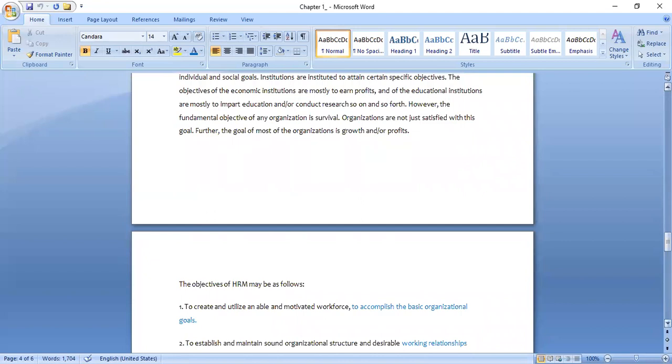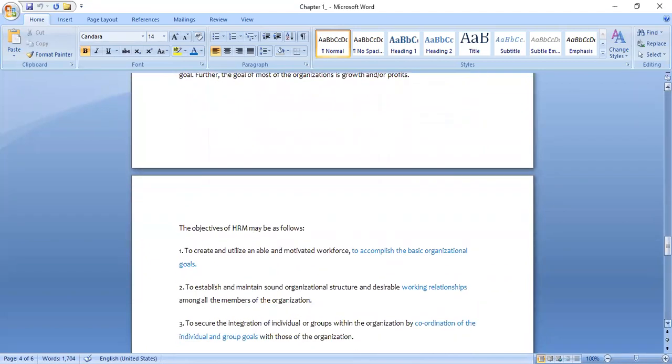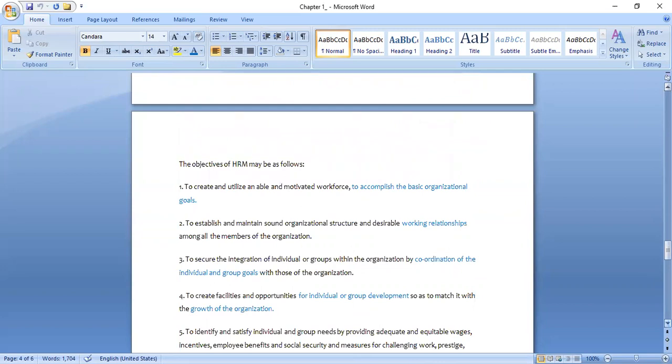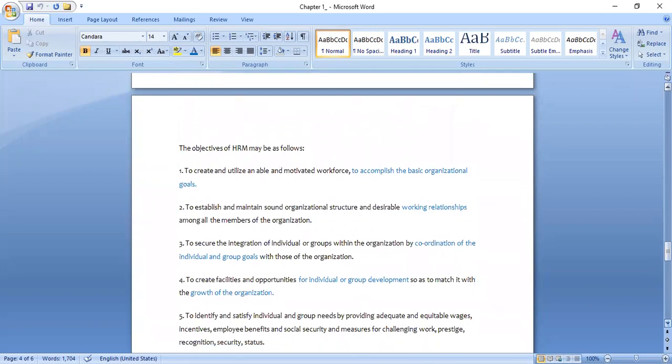So what are the objectives of human resource management? Number one is to accomplish basic organization goals, right? Like you've already seen in the definition of human resource management, it involves controlling these employees to work together such that the organization goal is achieved, right?